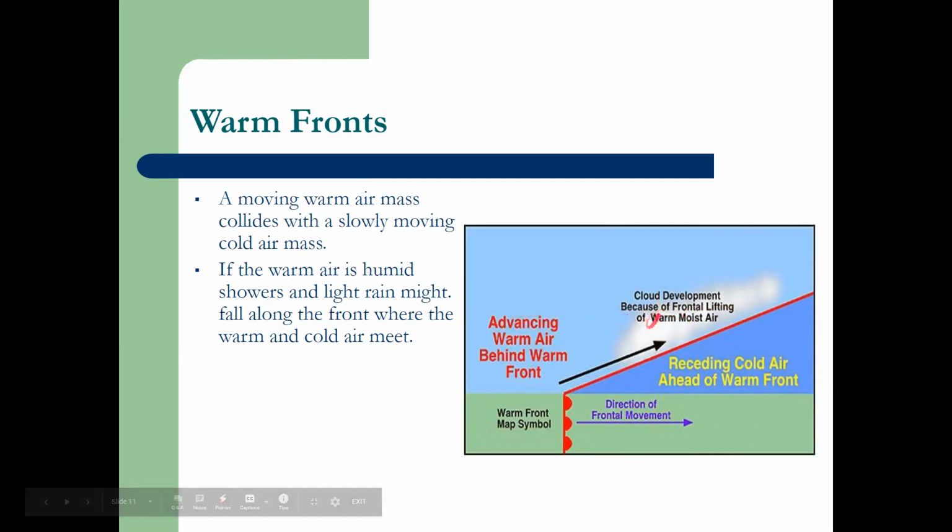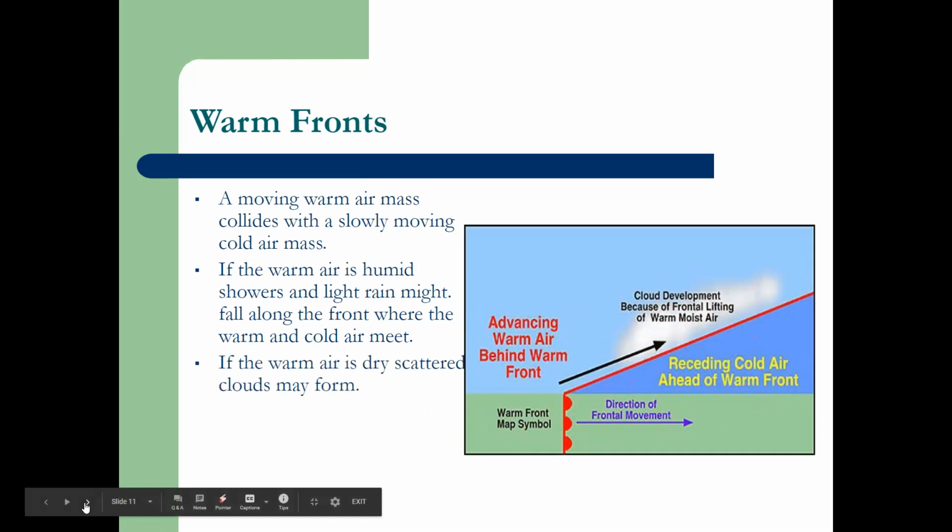So if that warm air is humid, you might get some showers or light rain, but this is not your severe storms. Again, because there's not as much uplift. When we were looking at the cold front, that cold air really wedged up a lot of that warm air. But in this case, it just has to push on top. So you get some clouds, maybe some light rain here, but not as much as with the cold front.